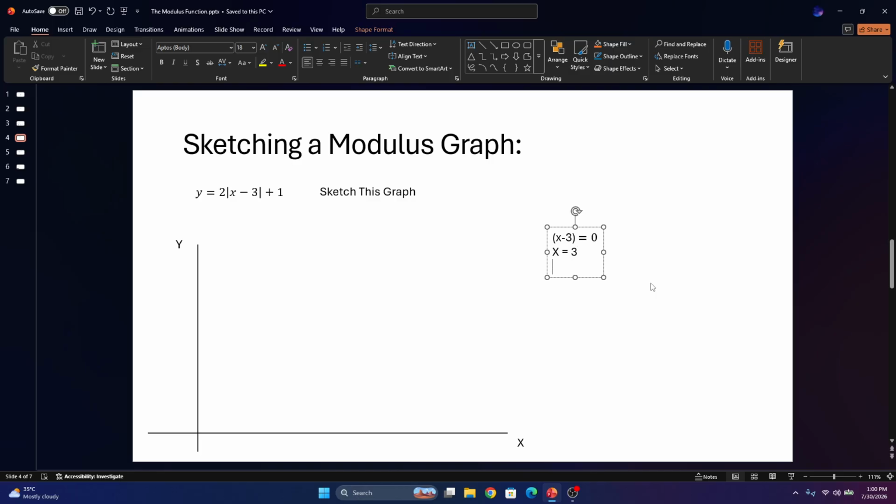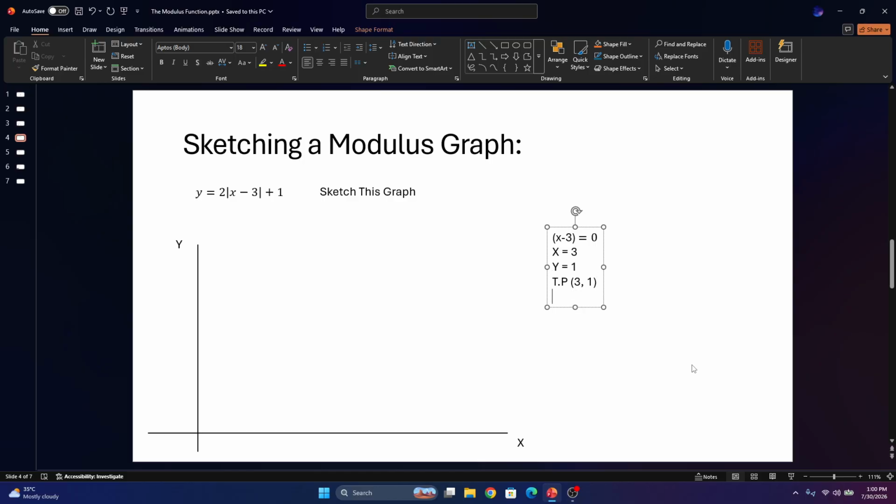And for y, the y coordinate of our turning point, we're just going to take the value of c right here, which is +1. So we're just going to take that as our y coordinate of the turning point. So here, our turning point is just (3, 1).